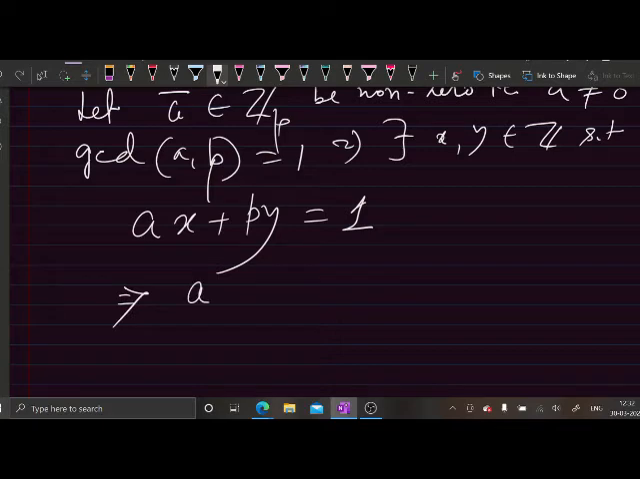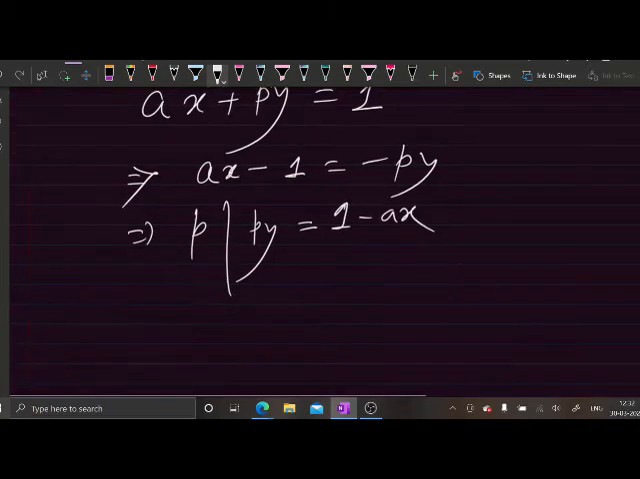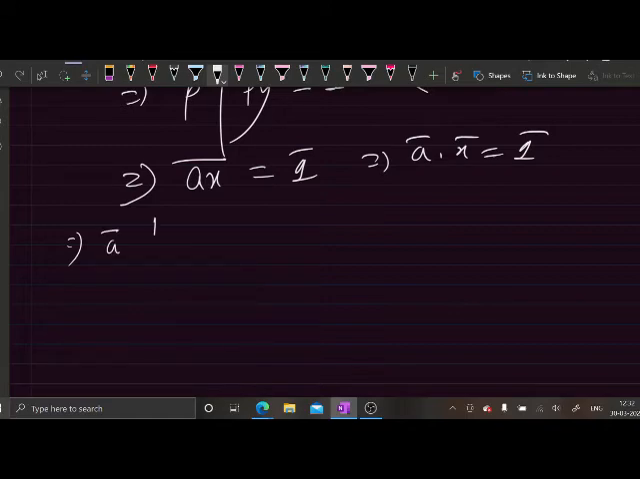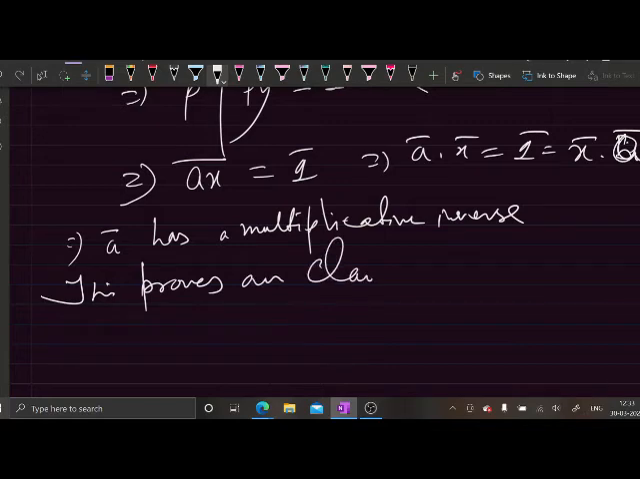From this you can say that ax minus 1 equals minus py, that is, p divides py, and py is actually 1 minus ax. So p divides 1 minus ax, which implies ax class equal to 1 class, that is, a class dot x class equals 1 class. So this proves that a class has a multiplicative inverse. Because of commutativity, you can say that x class dot a class is also 1. So a class has a multiplicative inverse, and this proves our claim. So therefore Z_p, plus, dot will be a field if and only if p is a prime number.